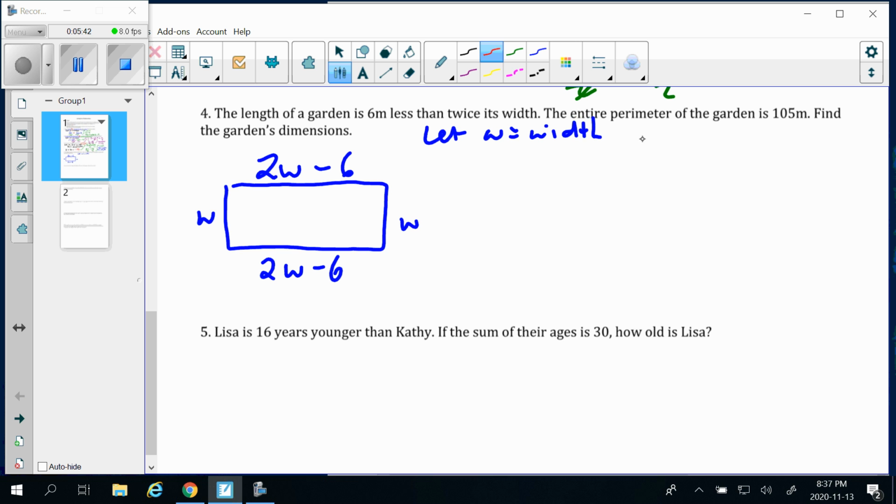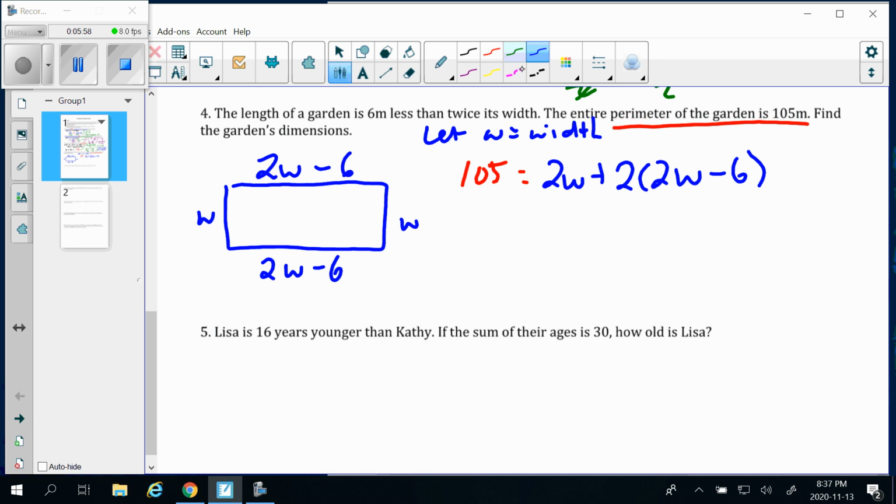We also know that the perimeter of the garden is 105. So if we add all of these together, we should get 105. So 105 is going to be 2 of these plus 2 of those. So 2 widths plus 2 lengths. And then you can solve that. Let's see what we end up with. 105 is equal to 2W plus 4W minus 12.